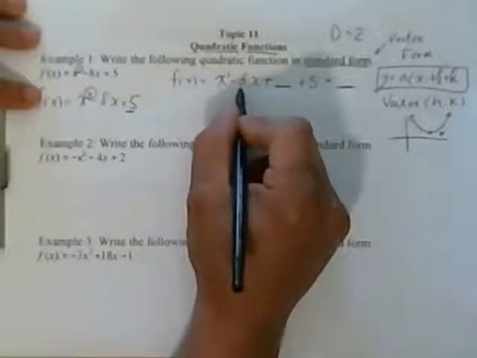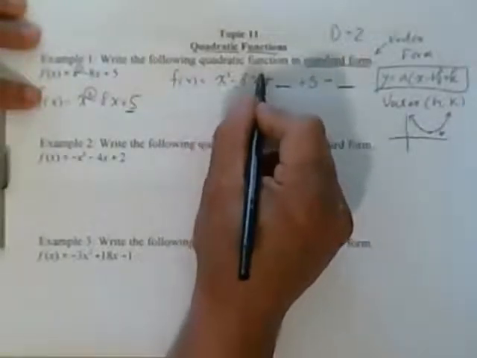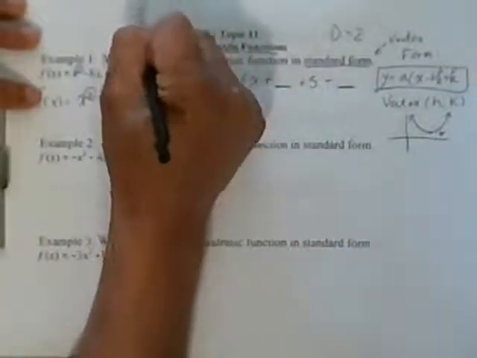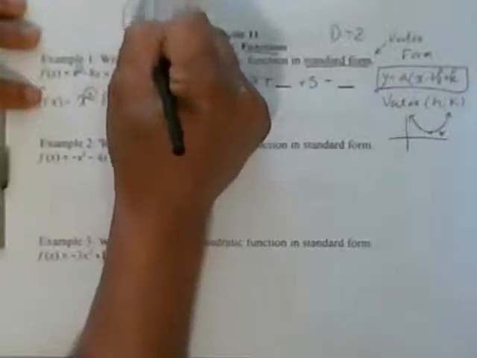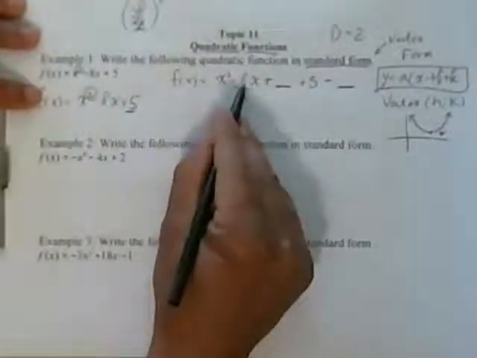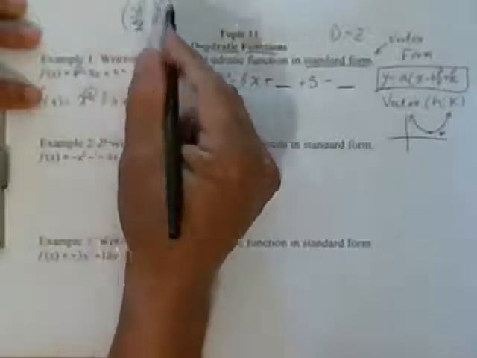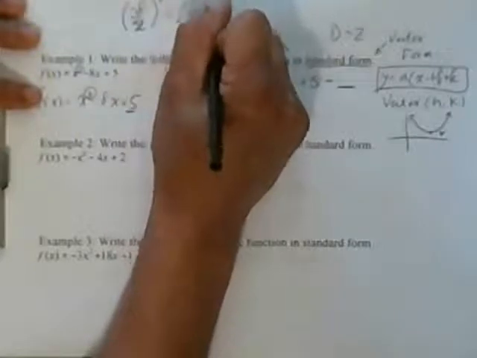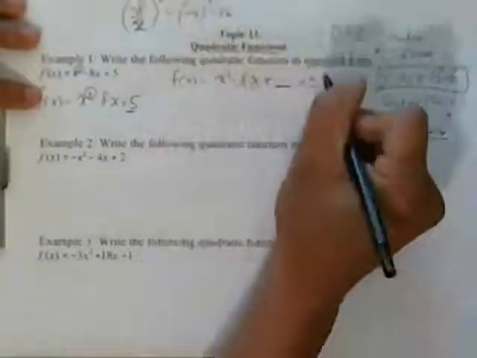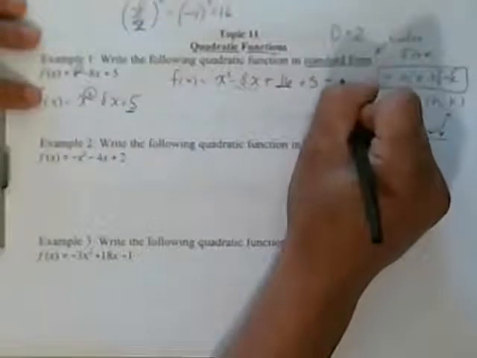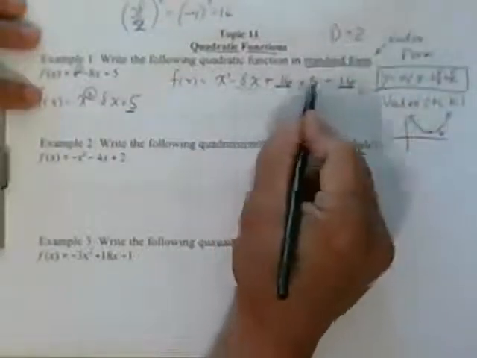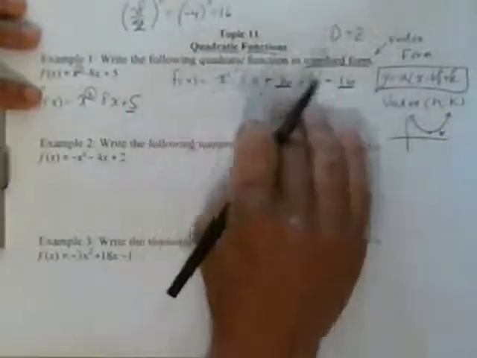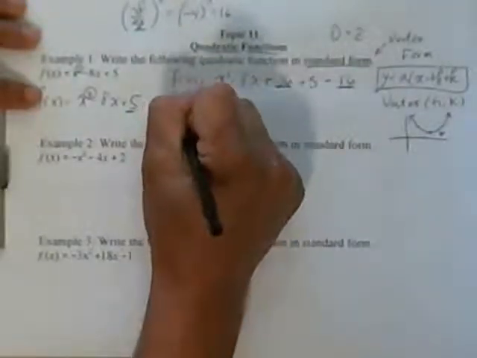What we do now is look at the linear term, which is the negative 8 right there. So it's negative 8 divided by 2, and then we square it. We always take the linear term, divide by 2, and square it. Negative 8 divided by 2 is negative 4, squared is going to be equal to 16. So we're going to add 16 and subtract 16. That makes perfect sense because you're adding the same amount and subtracting the same amount. The equation has not changed. So the function looks something like this now.